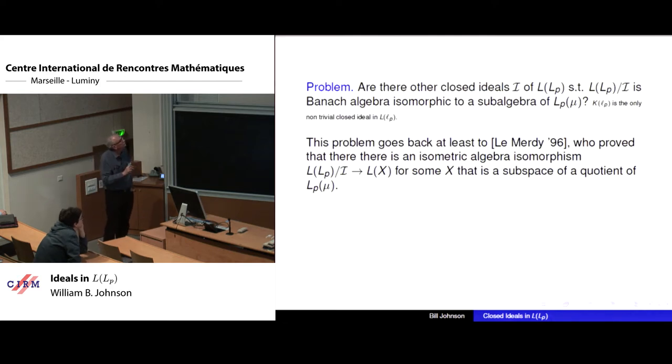Now, this is not our problem. It goes back at least to Christian Le Merdy in 96 and probably much earlier than that, who proved a very interesting fact here. He showed that if you take an arbitrary ideal in the bounded operators on LP, then you can get an isometric algebra isomorphism into the bounded operators on some Banach space. Well, that's trivial, but the Banach space can actually be taken to be a subspace of a quotient of LP. So up to a subspace of a quotient, we have an answer to the problem, but of course, subspaces of quotients of LP are quite different from LP itself. So he raised this in 96 and it's still open.